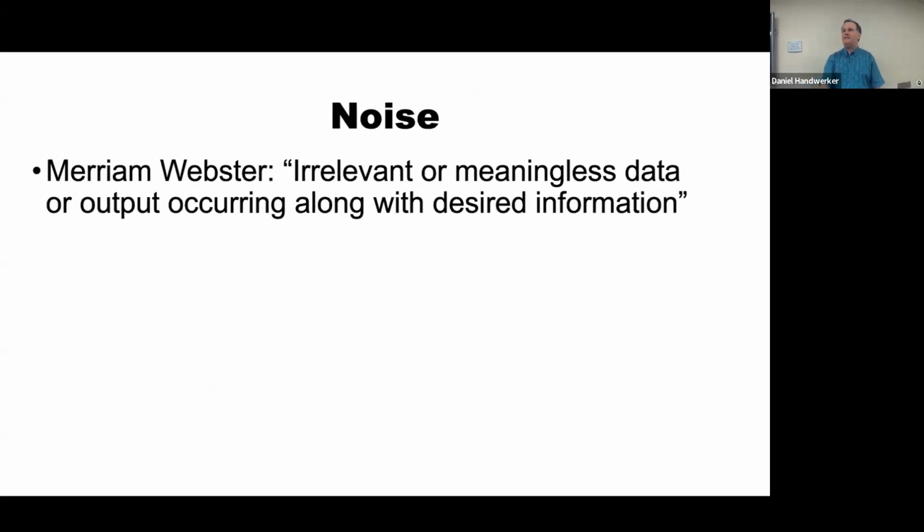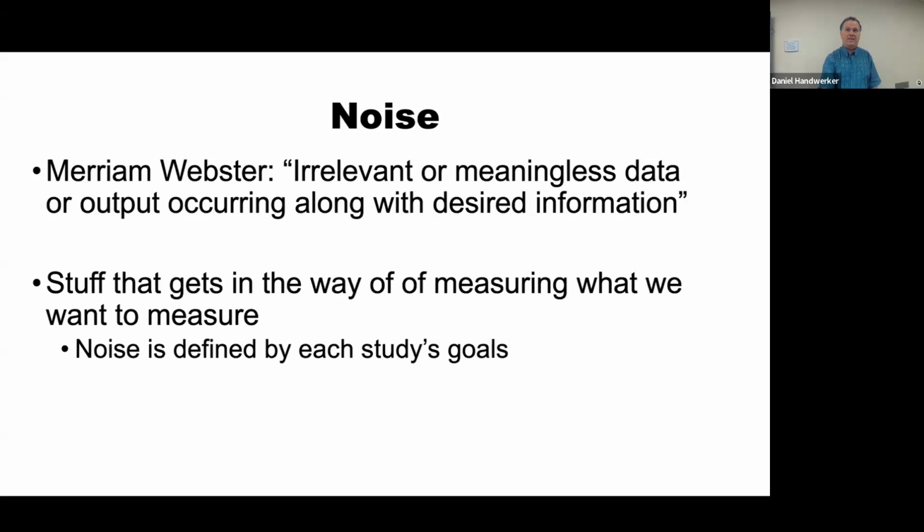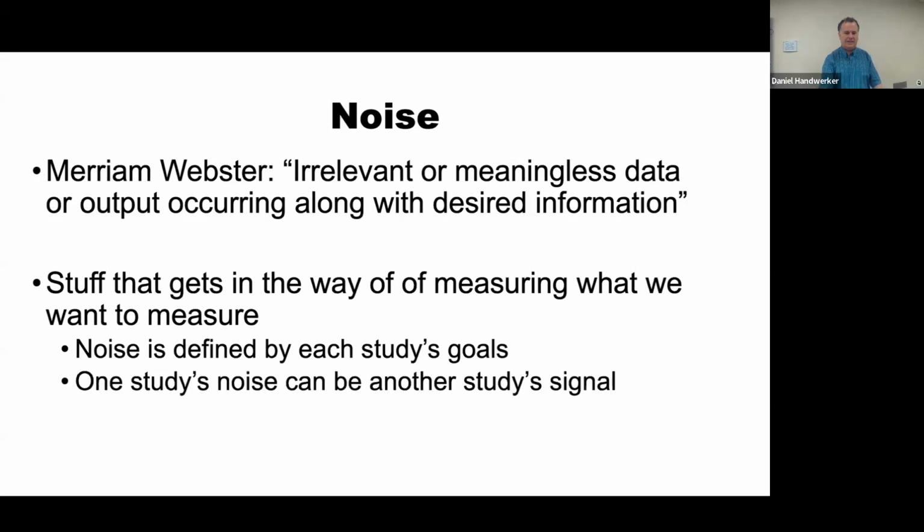So a nice dictionary definition is: noise is irrelevant or meaningless data or output occurring along with your desired information. The way I like to say that is it's literally the stuff that gets in the way of measuring what we want to measure. And if there's any take-home message from this talk, it's that noise is defined by your study's goals. I'll give you some examples of that. And one study's noise can be another study's signal.